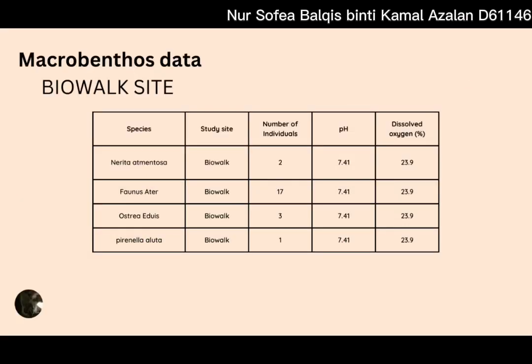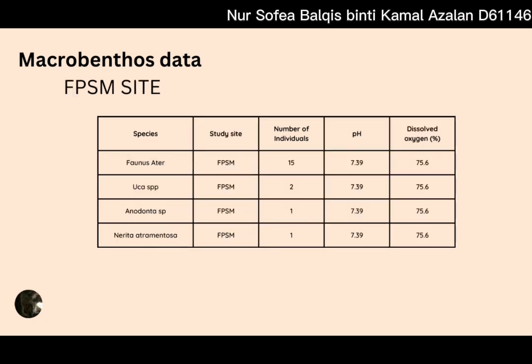This is macrobenthos data from the Biowalk site. We got 4 different species. And then for the macrobenthos data for the FPSM site, we also got 4 different species.